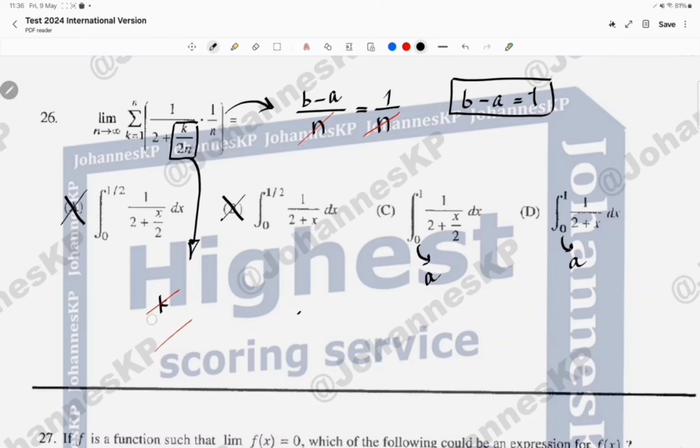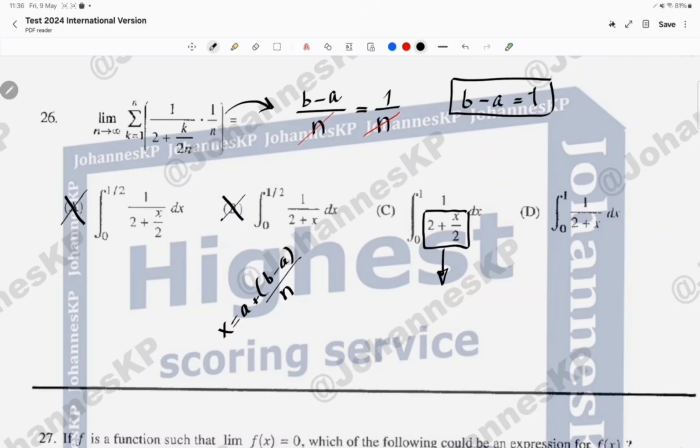So look, let's just recap it. Okay, so now we know that B minus A is equal to 1, correct? Yes. Okay. Let's look at this guy for a second. X is equal to A plus B minus A over N times K. That's like a rule. We know that the A is how much? 0. So X is equal to 0 plus B minus A is already a 1. So X is equal to K over N.